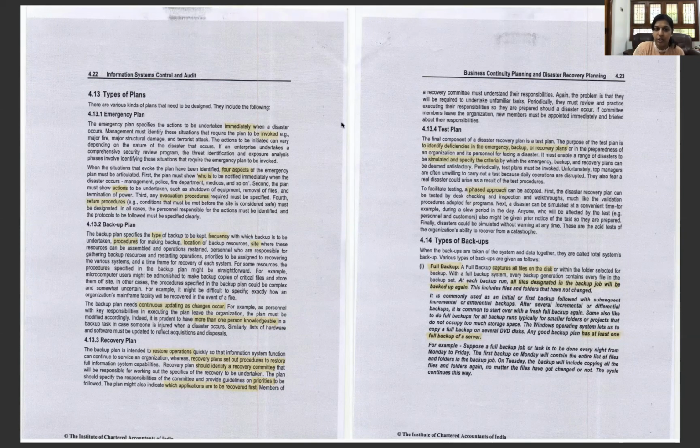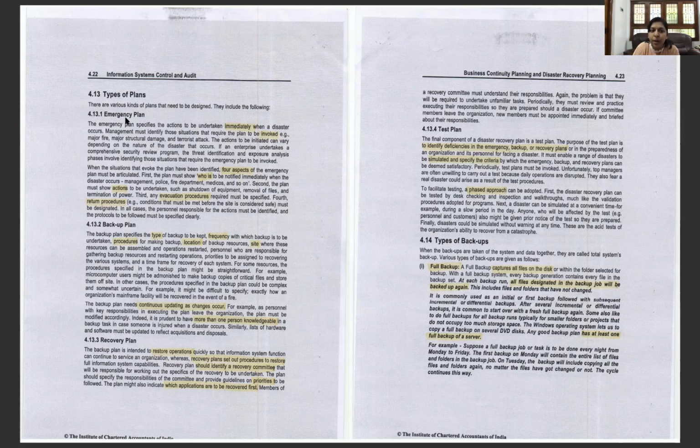So what is an emergency plan? Emergency plans are the activities to be taken immediately when a disaster occurs. So what should be done immediately when a disaster occurs? The management must identify those situations that require the plan to be invoked. We have already seen in maintenance, we have one point, the maintenance triggers, right? And here also, what should trigger the emergency plan to be initiated will be decided by the management.